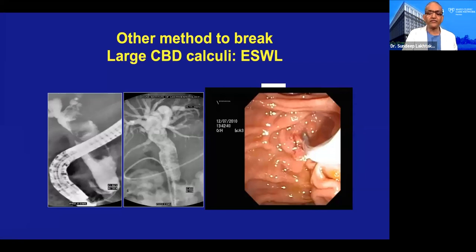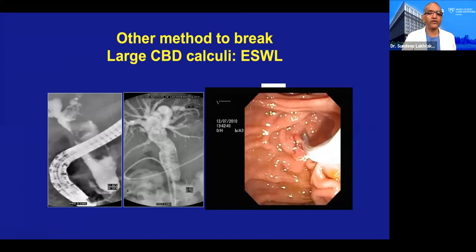So what next? If these are not available, since they're expensive equipment, in our center at AIG we actually depend a lot on ESWL. I'll tell you why. The reason is some of the stones are so large that the basket cannot trap them. So mechanical lithotripsy almost always fails. Or laser lithotripsy can take up to an hour or so and still the job may not be completely done.